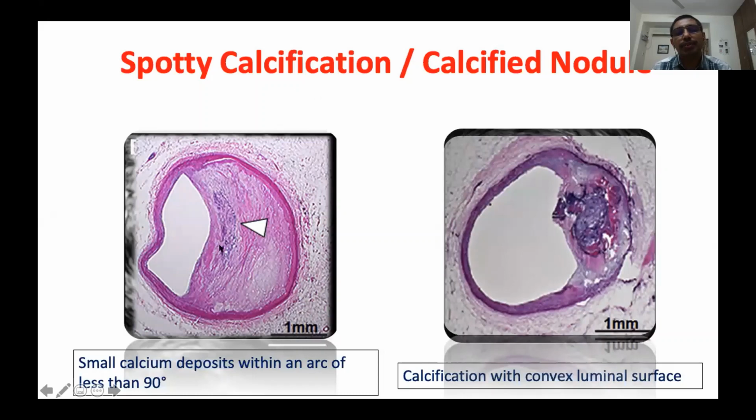So these two, one is spotty calcification and the other is the calcium nodule, and typically when it causes ACS, it is called an eruptive calcified nodule. That means calcium just erupting through the fibrous capsule into the lumen. These two result in acute coronary syndrome.